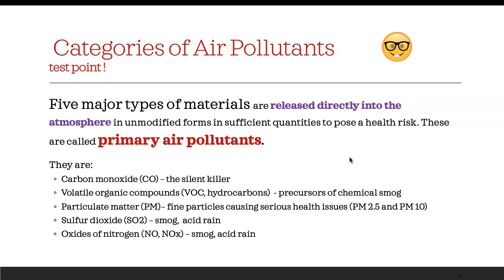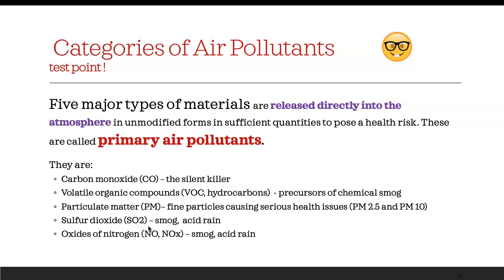What are primary air pollutants? Those chemicals released directly into the atmosphere are called primary air pollutants. These are very important. Every year I test the students on this. This is a must know. This year it transited to online, so I will not test all of them as before, but I strongly recommend you remember all of them.